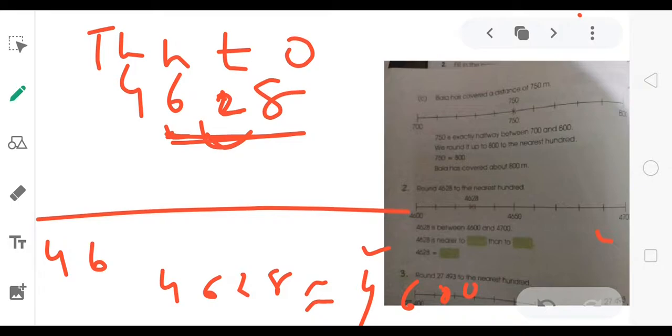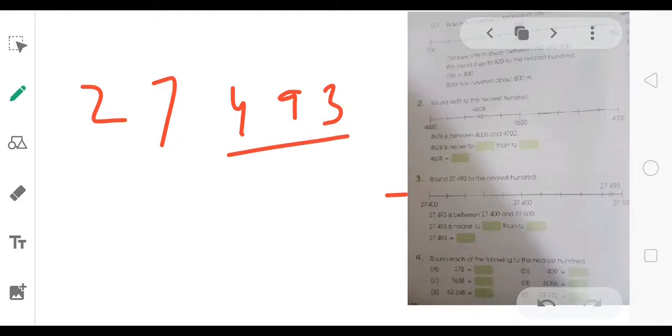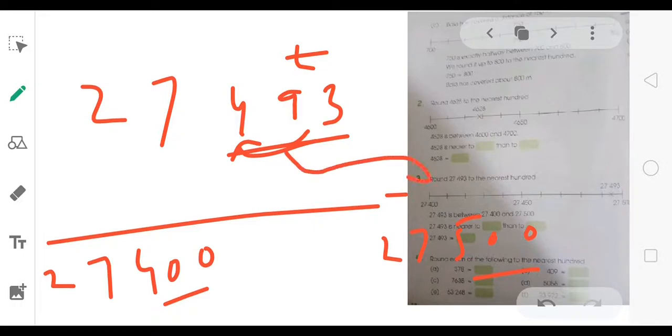By doing this procedure, you can do question number 3. Again, 27,493. Just take 3 digits, make a number line. 27,493 comes in which 200s? That is 400 and 27,500. 493 comes between which 200s? 400 and 500. Is it clear? Now just look at the tens place. This digit is greater than 5, or it is a strong number. It has the power to change this 400, and it will become this one.